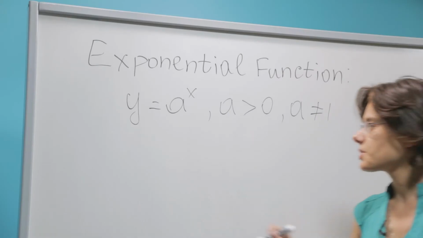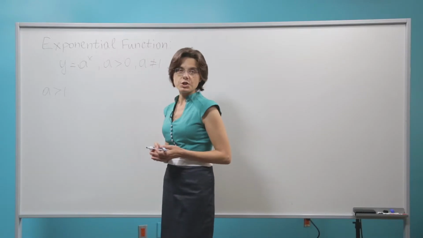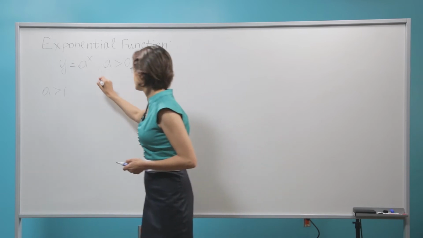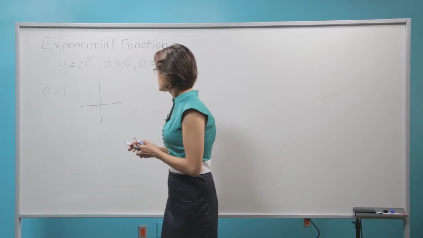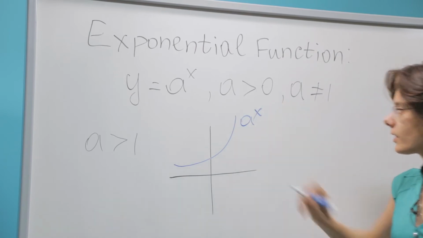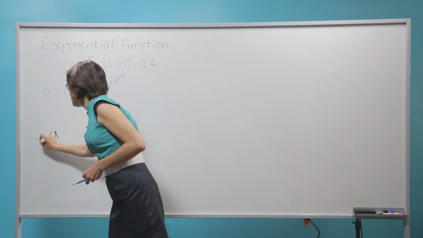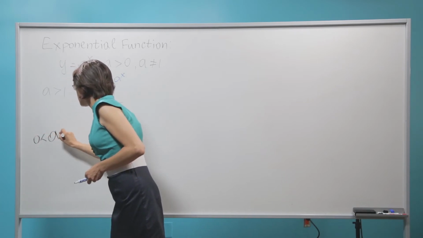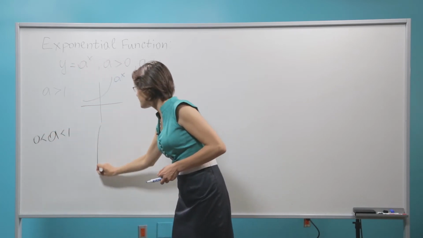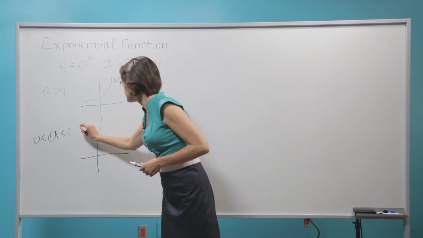If the base is greater than 1, then the exponential function will be an increasing exponential function. So the graph of the function looks like that. If the base a is between 0 and 1, then the exponential function will be decreasing and the graph will look like that.